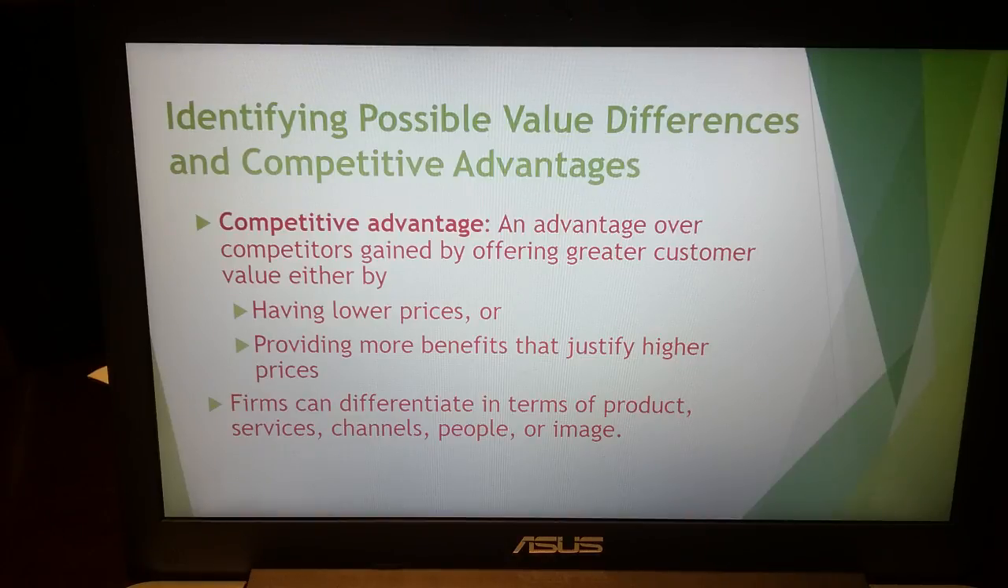So you can differentiate in all sorts of different ways. The services you provide, or when we're talking about channels, where the product is sold. Is it available in many places, or is it just available in certain places? We're going to talk more about that when we get into the place chapter. What's your image? So essentially this whole idea of competitive advantage is, what is it that you do better than your competitor that creates more value for the customer that you're going after?